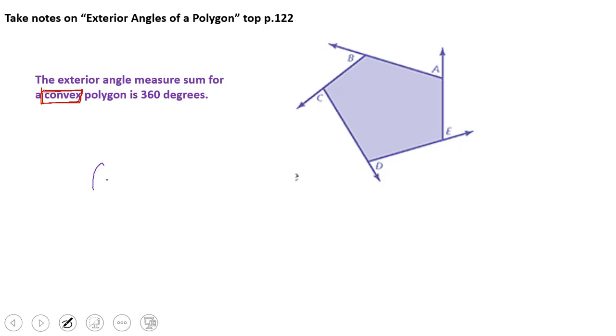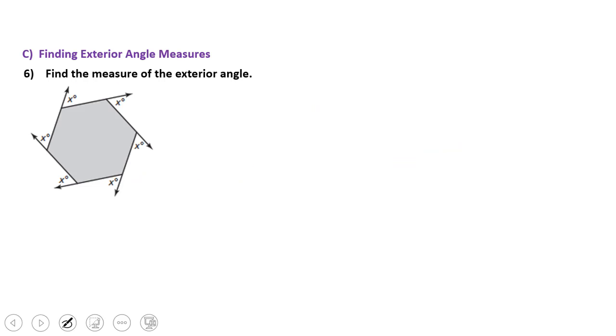So in this particular case, A plus B plus C plus D plus E is equal to 360 degrees. It doesn't matter how many sides; however many sides, that's how many angles there are, and that's how many you'll have to add up to get the 360, always 360. So let's do a few.